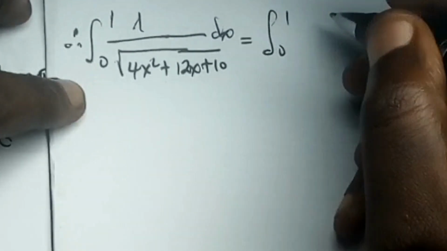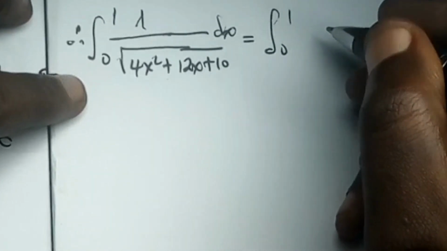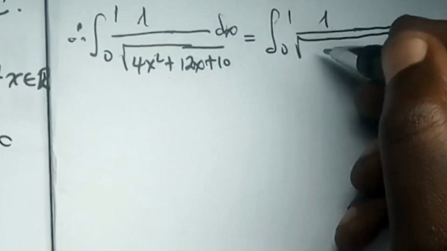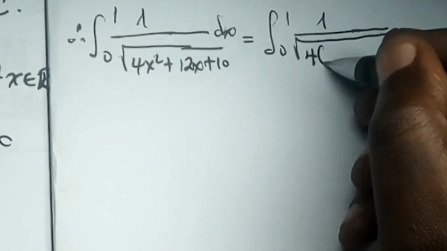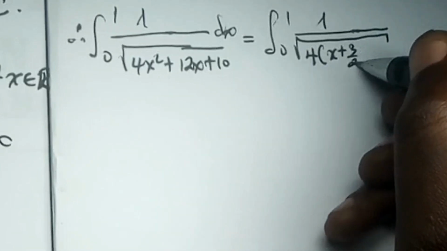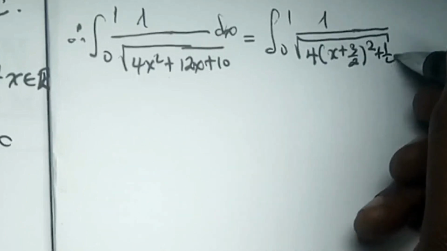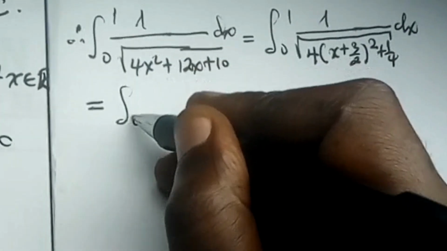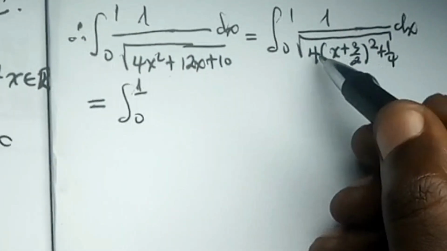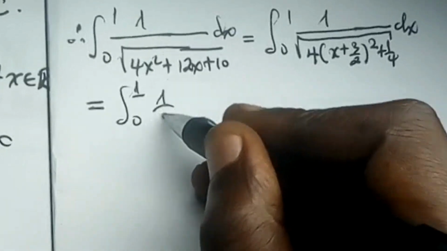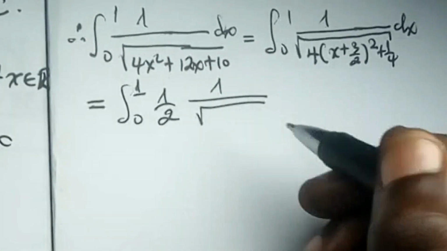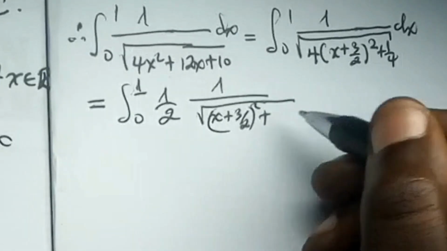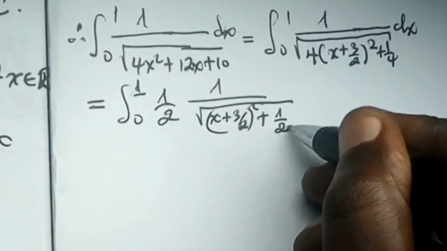Integral from 0 to 1 of 1 all over the root of what we have completed. That's the square, 4 into x plus 3 over 2 all squared plus 1 all over 4 dx. This equals integral from 0 to 1. I would find the square root of 4, which is 2, and send it out, so I get half, 1 all over the root of x plus 3 over 2 all squared plus 1/4, which is the same as half squared.